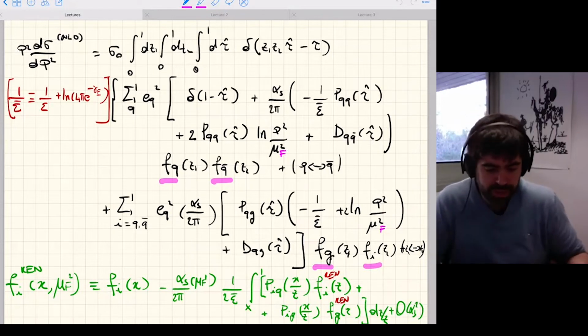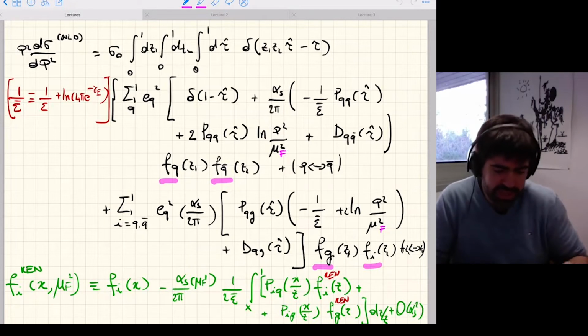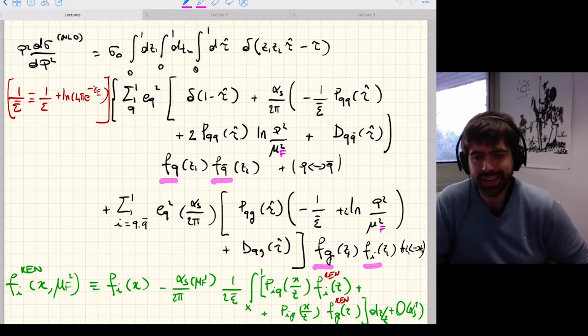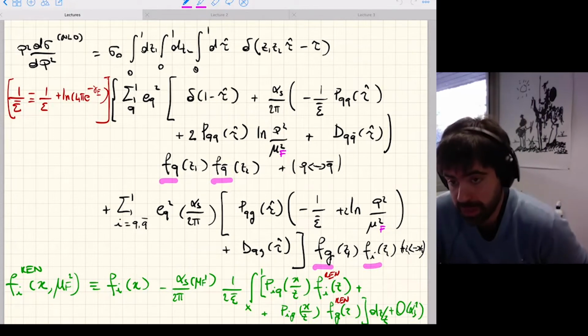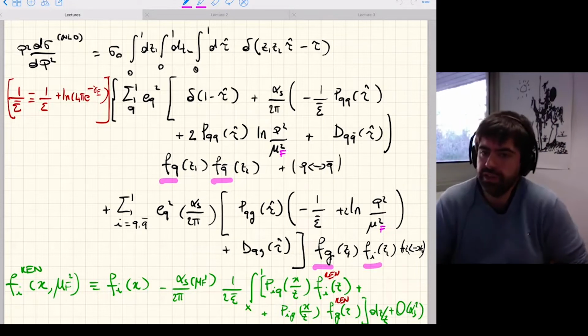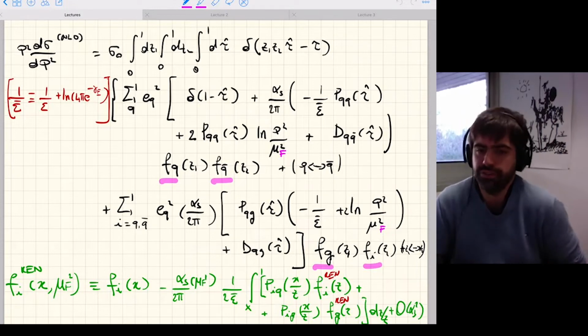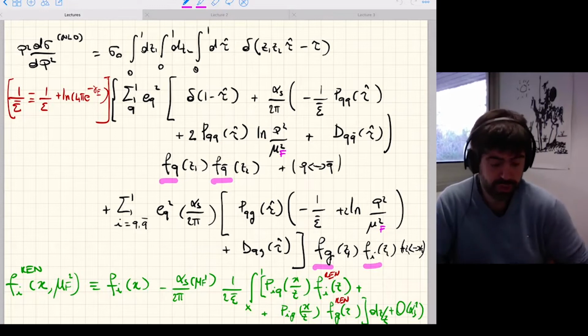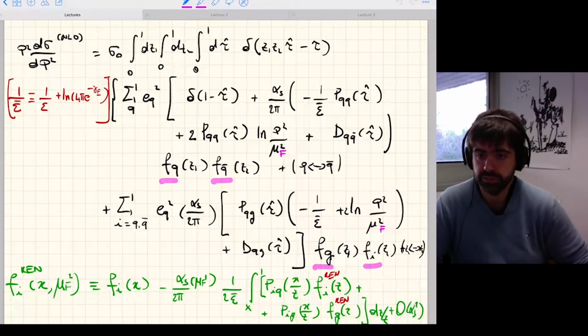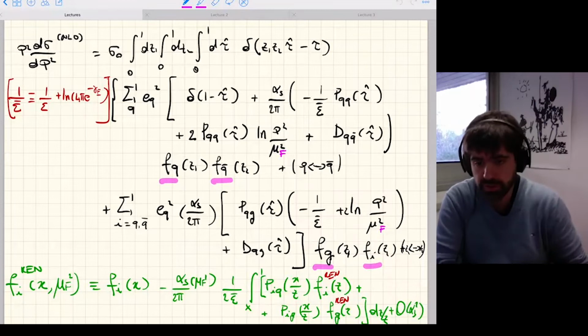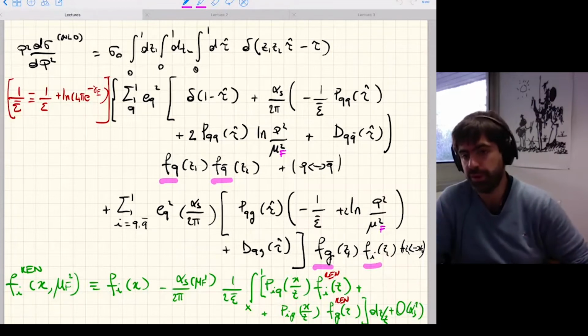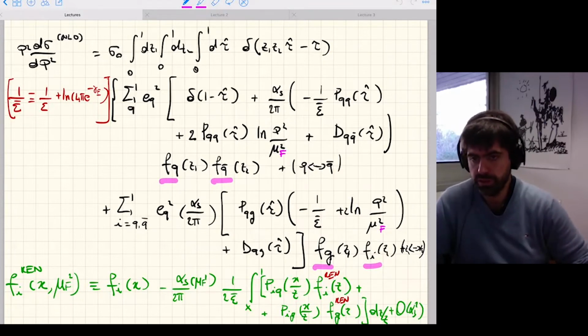So whenever you pick up a PDF, nowadays, people imply that this is a PDF defined in MS bar. But that's not the only choice. You can define different schemes which are more suited for your calculation. And these PDFs will differ in a controlled way from the MS bar PDF that we usually employ.